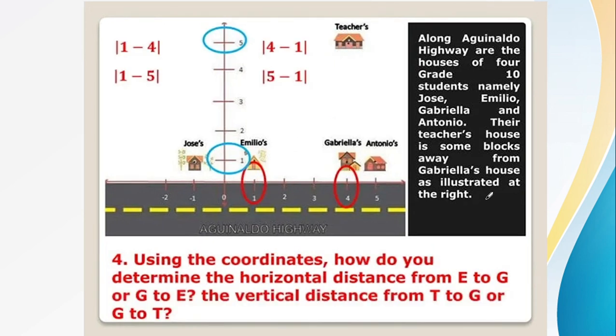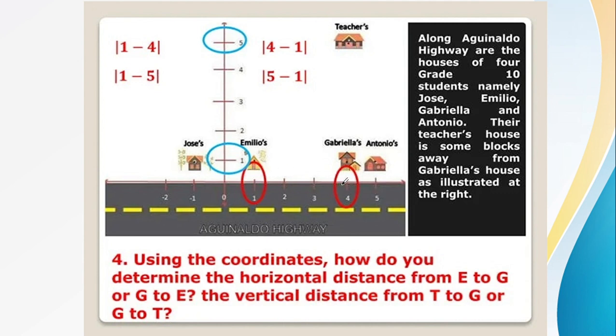Okay, next. Number 4. Using the coordinates, how do you determine the horizontal distance from E to G or G to E? Let's start. How do we determine the horizontal distance? Horizontal means lying flat, sideways. So how do we determine it, from E to G or G to E? It's the same.